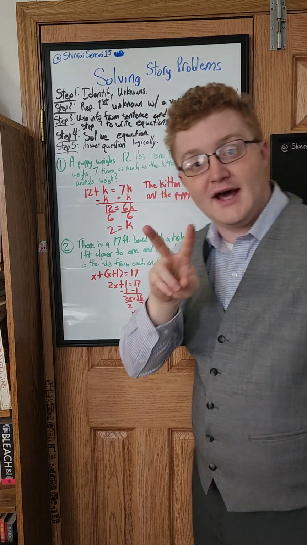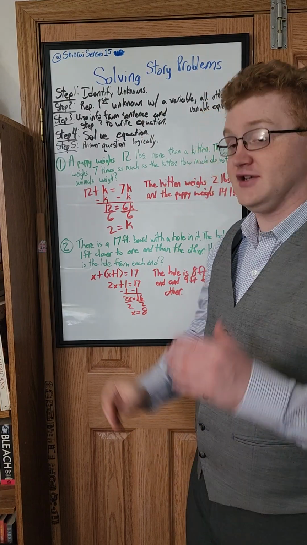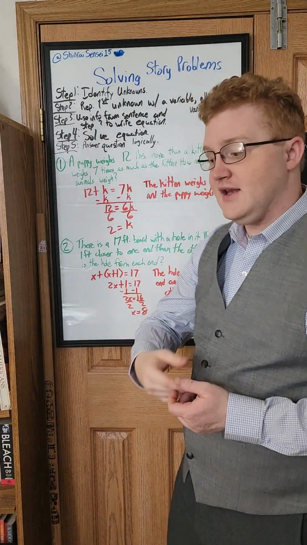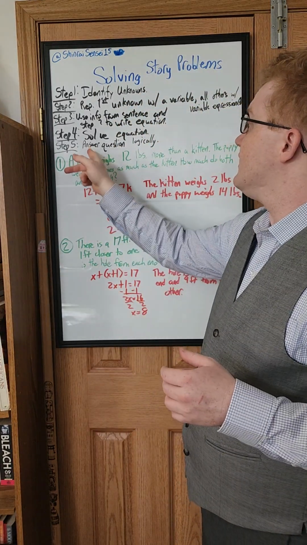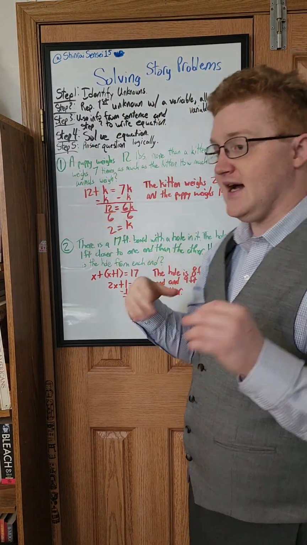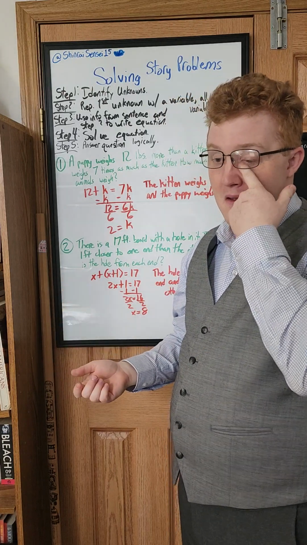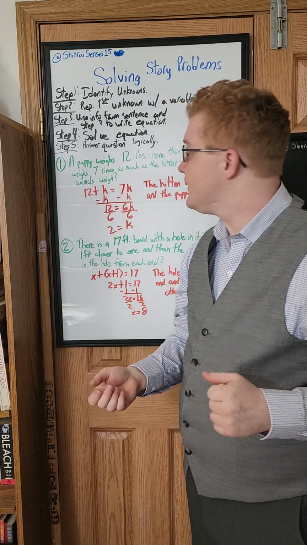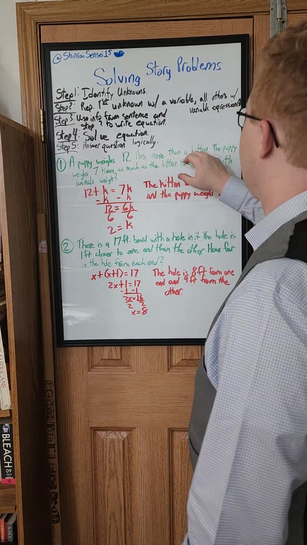Now we have 2 more steps on solving this story problem. Okay, you actually solve the equation you've written, then you have to retranslate your answer. You have to answer that question logically, based on the parameters set by the question at the end of the story, right? So, the first example we have is a puppy weighs 12 pounds more than a kitten.